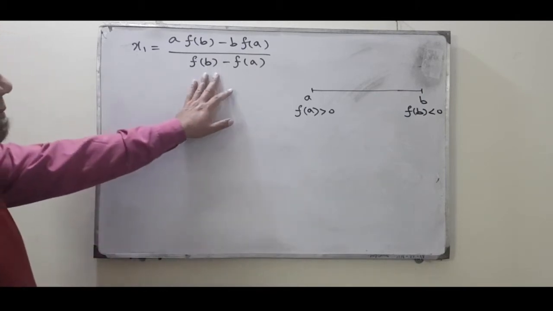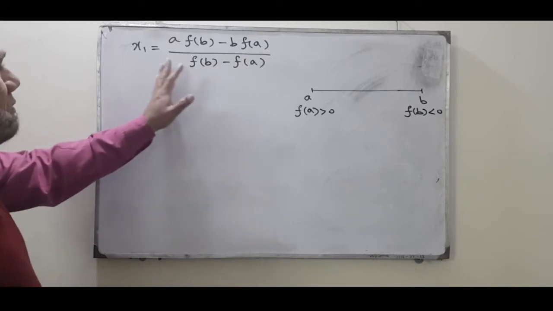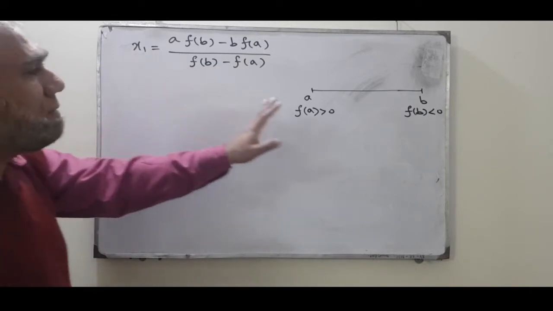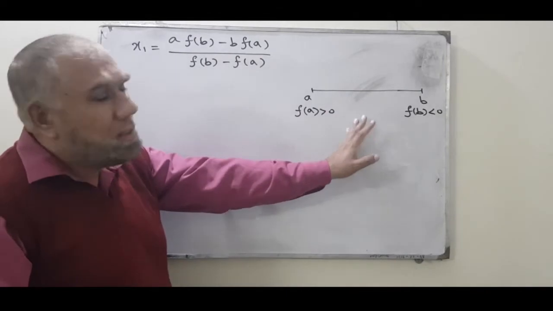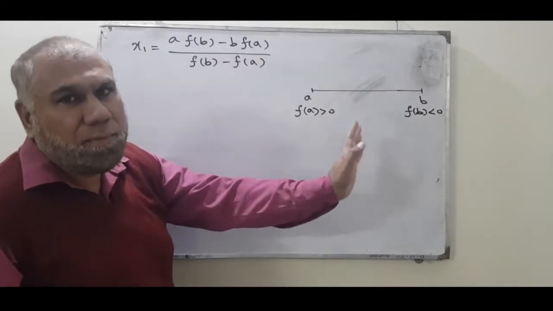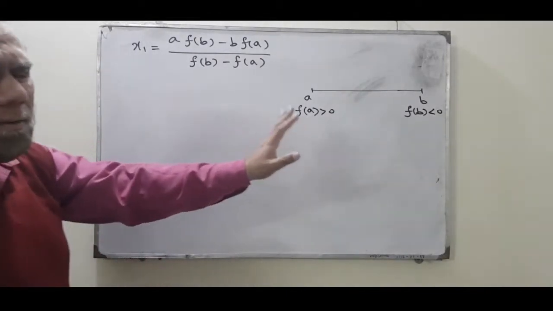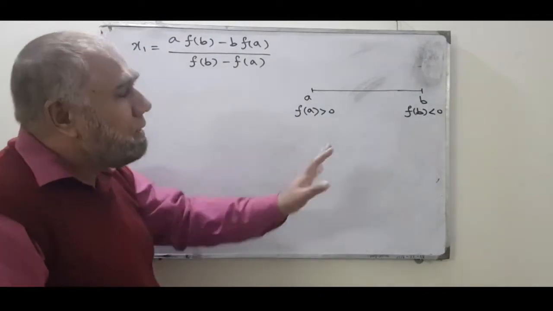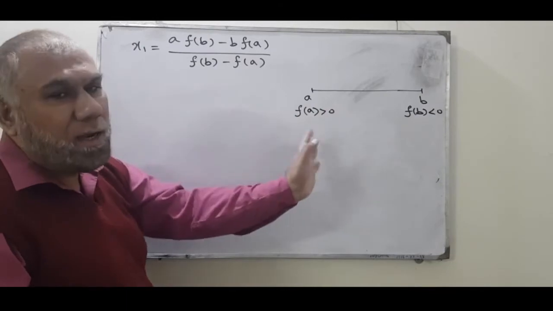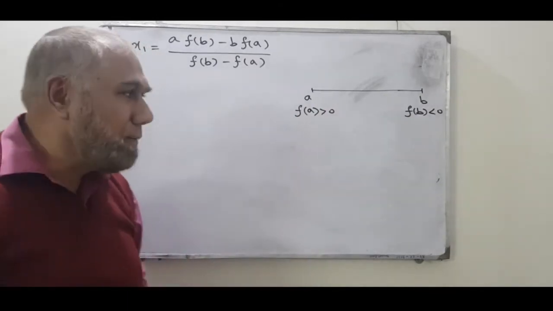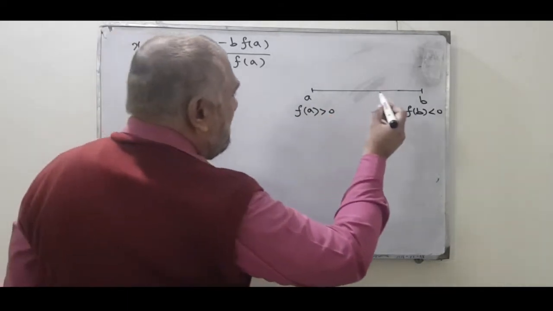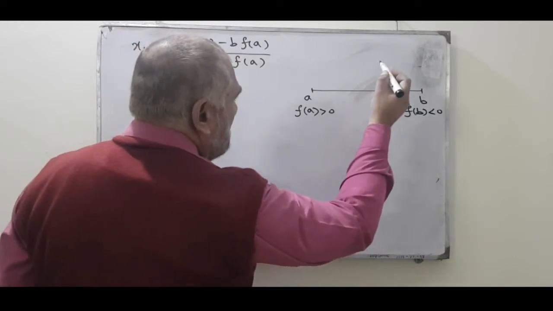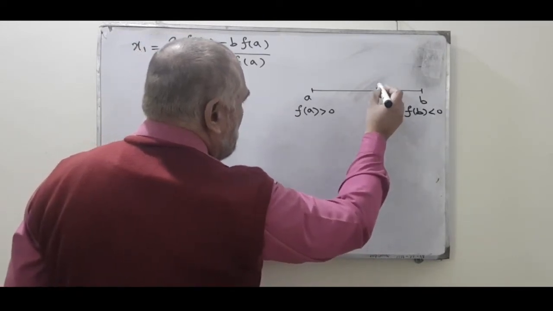Whenever you use this formula to find x1, it is not compulsory that x1 should be the midpoint of a and b. This point can be anywhere in between a and b. It may be exactly the midpoint, but that is very rare. Generally it can be anywhere within the domain of a and b. So for the time being, we assume that we have x1 somewhere like that.